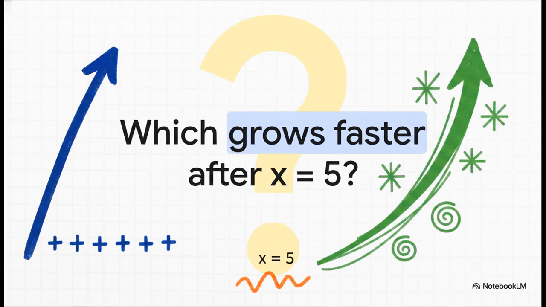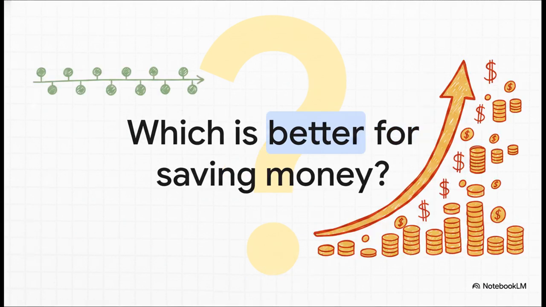Question 3. Compare y equals 3x plus 5 and y equals 5 times 2 to the power of x. Which one grows faster after x equals 5? Remember that rule we just learned? Because that second equation features x as an exponent, it's going to grow exponentially and entirely outpace the linear equation as x gets larger. Finally, questions 4 and 5.